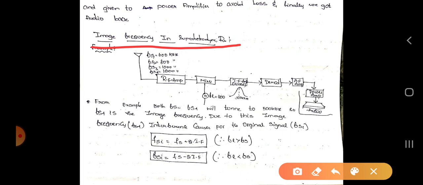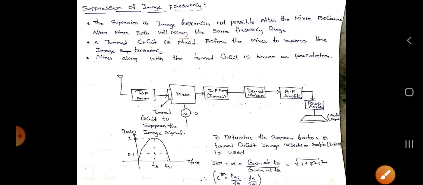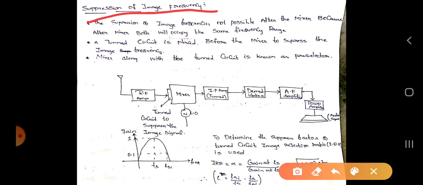First of all, I will go with how to suppress the image frequencies. I have already told that image frequencies are not at all useful. They are not necessarily suppressed after the mixer. So image frequencies you have to suppress in order to avoid distortions in the signal. Now I will explain how to suppress the image frequencies.